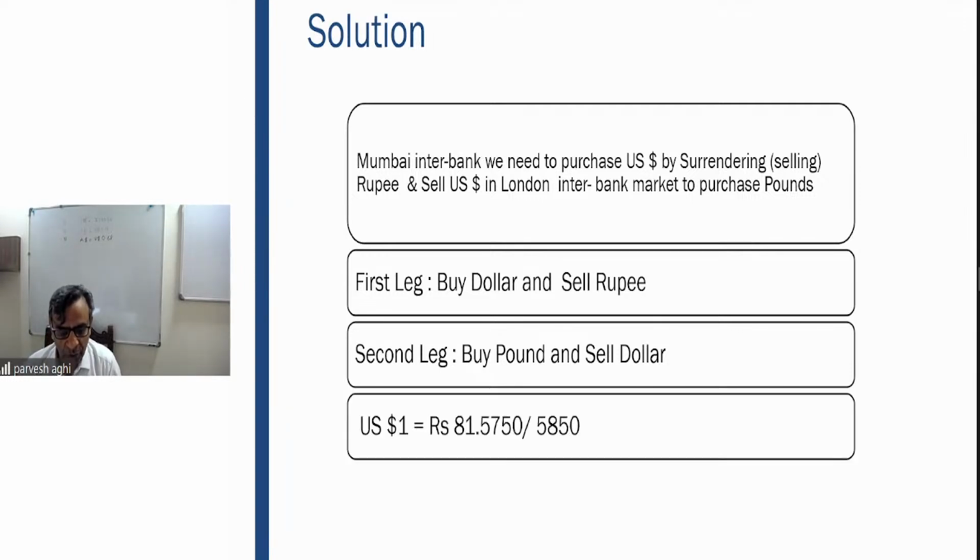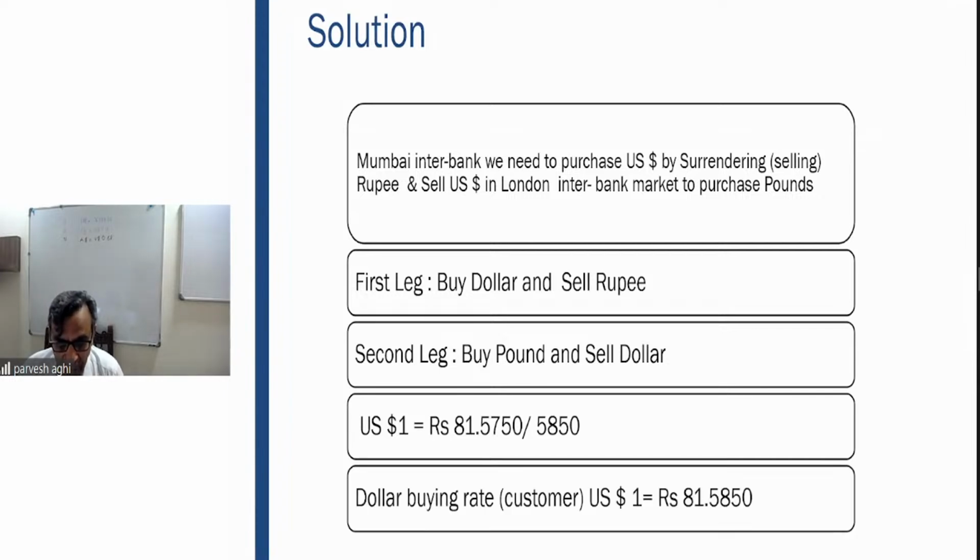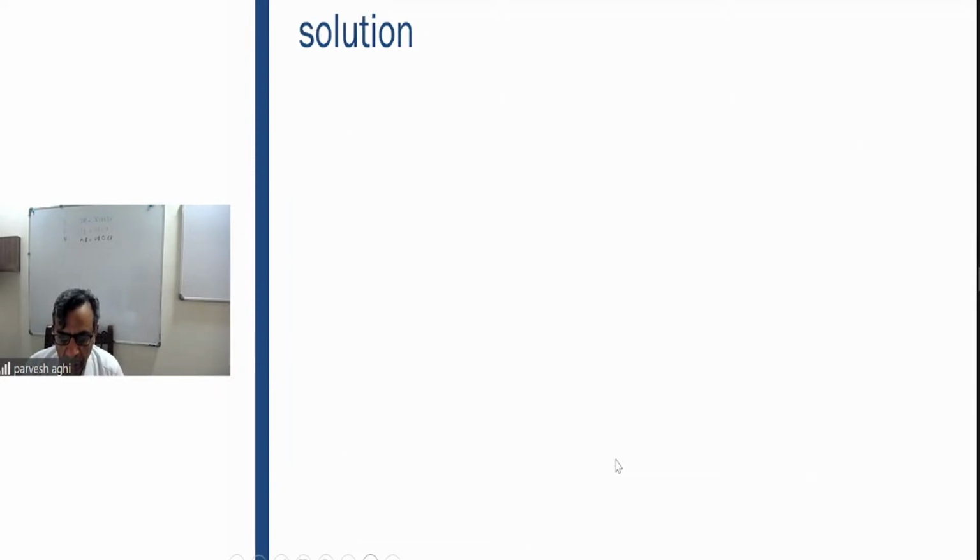So what is the dollar buying rate? The two rates are given, 81.5750 and 5850. Now I have to look at the ask rate, because I'm going to buy dollars. So I have to pay a higher price. So the dollar buying rate would be 81.5850. This is the price of the dollar I have to pay. What I have chosen is the ask rate, that is 5850. This is the price which I'm going to pay for buying $1.